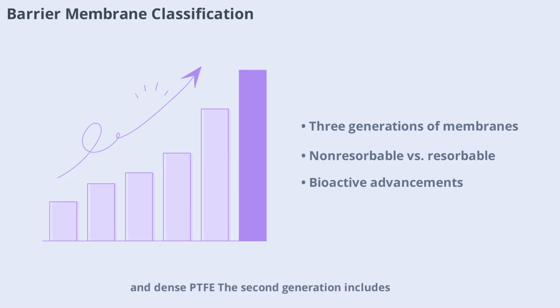The second generation includes resorbable membranes made from collagen, polylactide, polyglycolide, and other materials. The third generation features resorbable bioactive membranes with added growth factors, representing the latest advancements in regenerative technology. Each type has unique advantages and limitations, which we'll explore in detail.